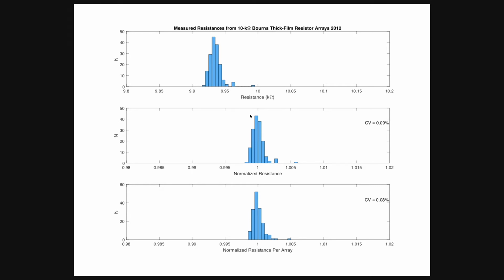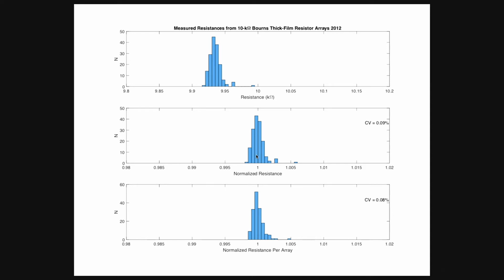And if you divide all of the resistances by the sample mean to normalize everything, I've shifted the distribution and made what I'm calling here normalized resistance, and showing you a histogram of that. And you can see that the standard deviation divided by the mean of this, which is 1, so it's just the standard deviation of this normalized resistance, is about 0.1%, which is quite a lot tighter than the plus or minus 2% that you might expect based on the tolerance specified by the manufacturer.